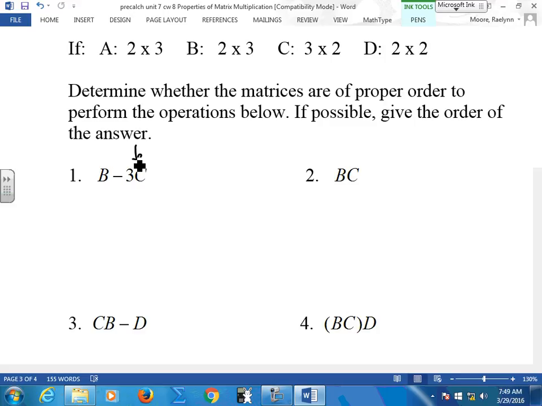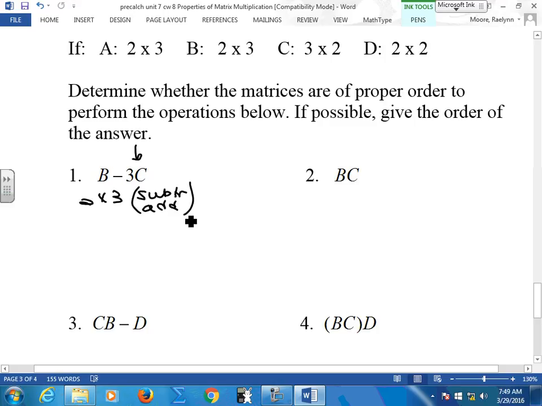So what you're looking at is B, which is a 2 by 3. And whether you add or subtract, they have to be the same format. You're going to subtract whatever C is, a 3 by 2. So are they set up the same? No. So therefore, this is not possible. This is undefined, not possible to do. So that's all that this is asking.